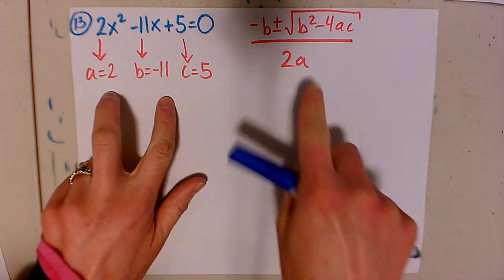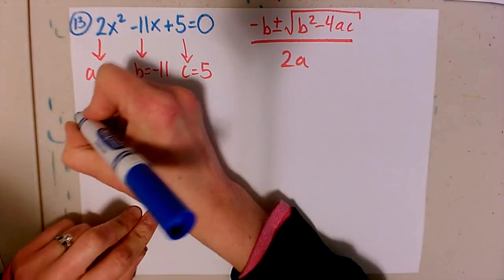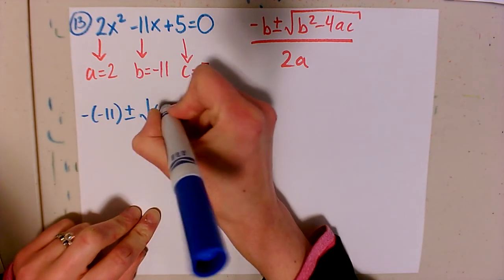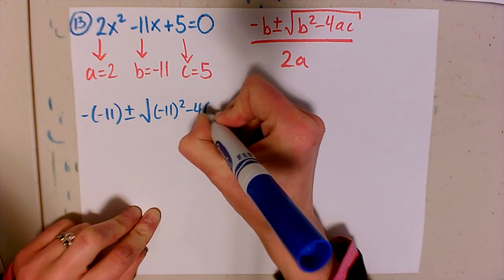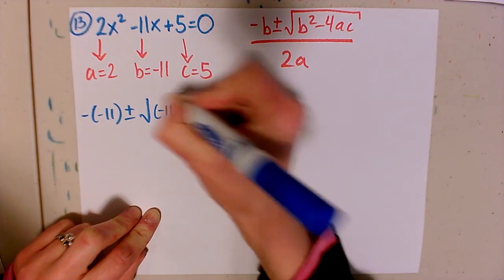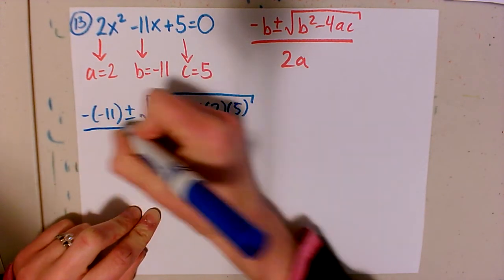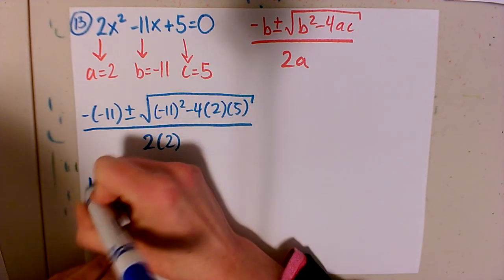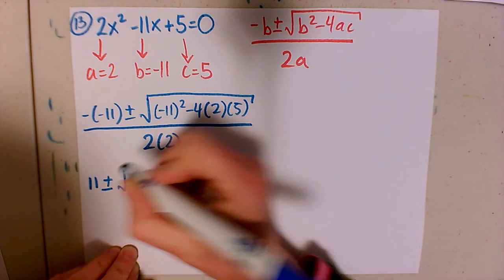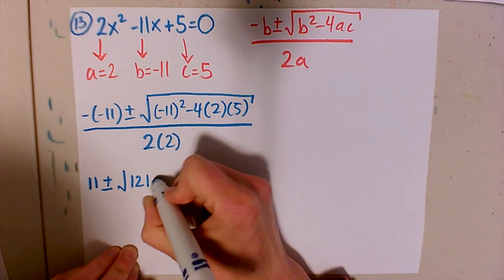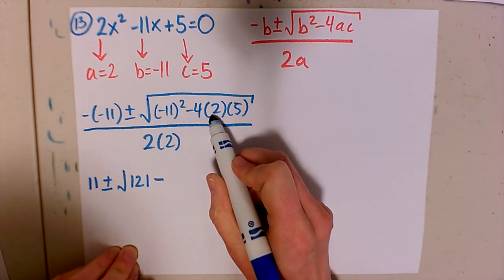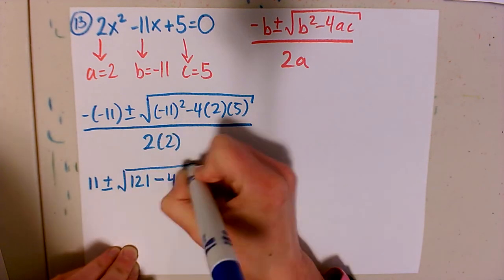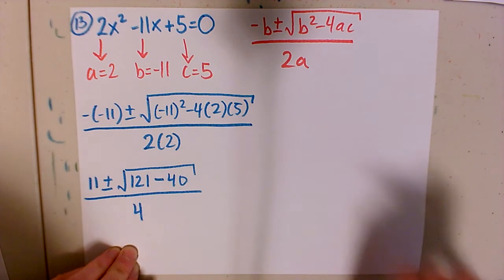Okay, so we take these numbers and we can start plugging them into this. So I'm going to have negative 11 plus or minus the square root of b squared, so negative 11 squared minus 4 times 2 times 5, all over 2 times 2. So double negative here, so that'll be a positive 11 plus or minus the square root of 121 minus, well, 4 times 2 is 8 times 5 is 40, and this is all over 4.